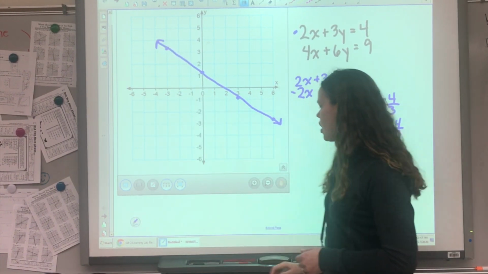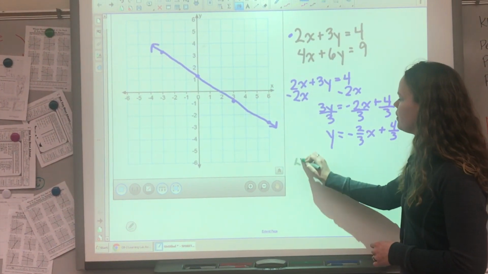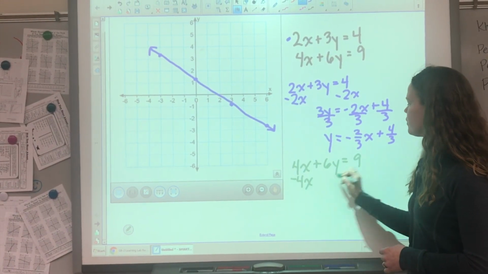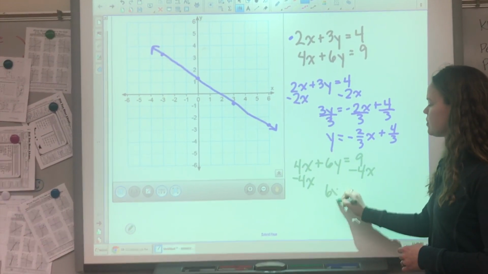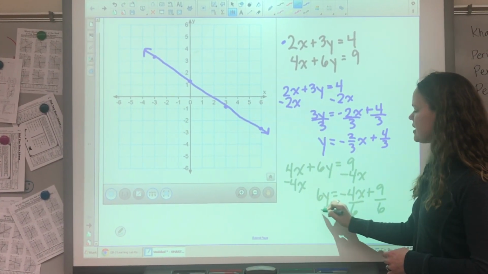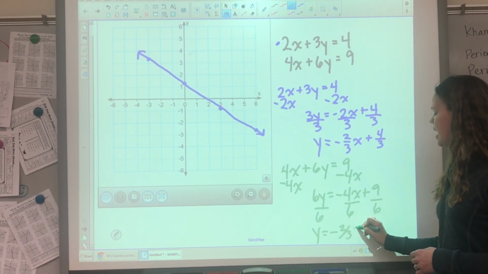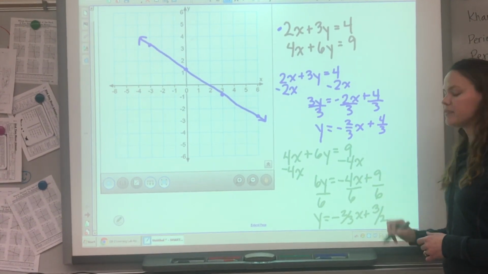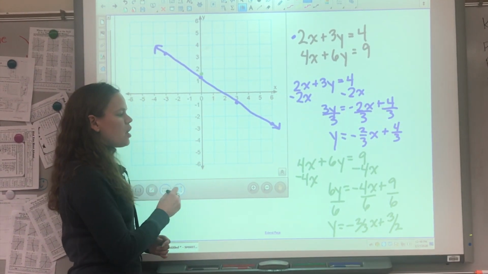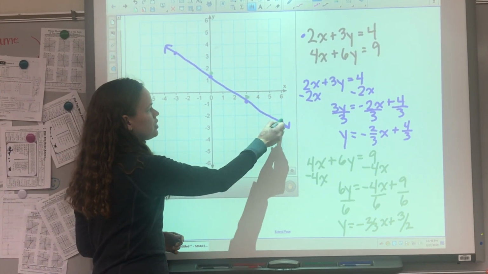Our second equation is also written in standard form, so we're going to change that one to slope-intercept too. We've got 4x plus 6y is equal to 9. So we subtract 4x from both sides, and we are left with 6y is equal to negative 4x plus 9. Divide everything by 6, and you're left with the equation y is equal to negative 2/3 x plus 3 halves. The y-intercept of 3 halves goes right here, and then again our slope of negative 2/3. So down 2 to the right 3, down 2 to the right 3.